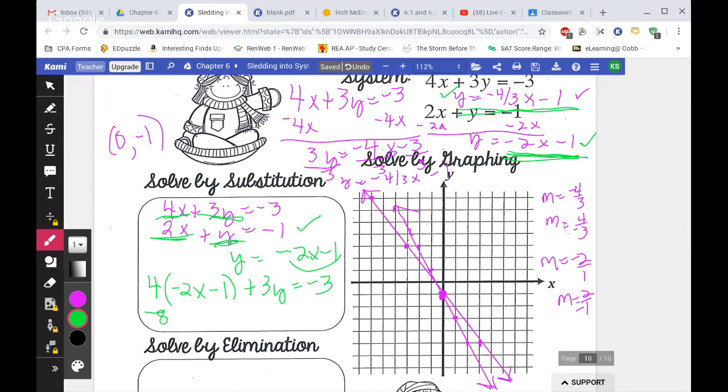Distribute the 4. That's going to be -8x minus 4 plus, what happened? Oh, Miss Sparks. For the love of Jesus. I substituted in the wrong place.